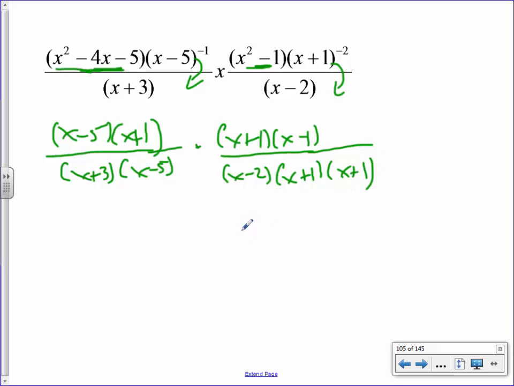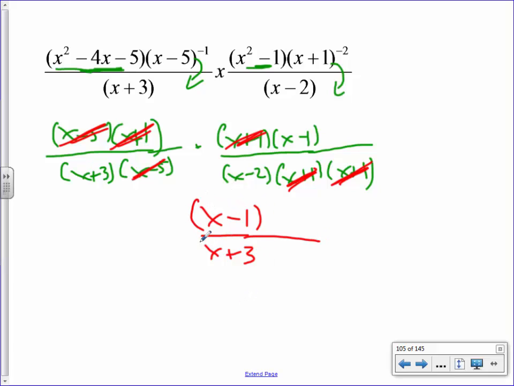Now is the opportune moment. Cancel away. So here's an x plus 1 that can go with that one. There's an x plus 1 that can go with that one. Here's an x plus 5 that can go with that one. What's left? You good? So what's left? You have an x minus 1 on the top, an x plus 3 on the bottom. Oh, and sorry, thank you. Some of you guys are giving me funny looks for a really good reason. And an x minus 2. Thank you.